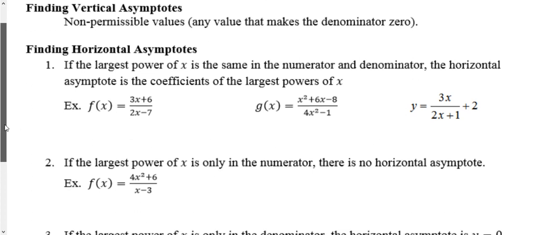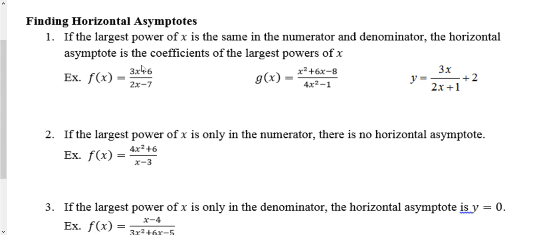The first one is if your largest power, aka your largest degree of x, is the same in your numerator and denominator, then your horizontal asymptote is the coefficient of that largest power. What that means in the first example is I have a numerator of 3x. I don't worry about that plus 6 at all because it's not my variable. I only look at my degree in my variables here.